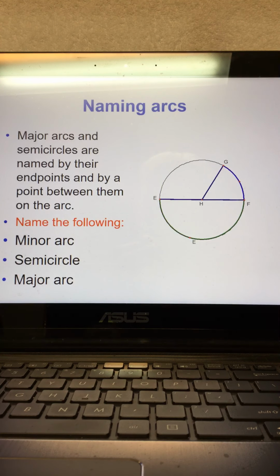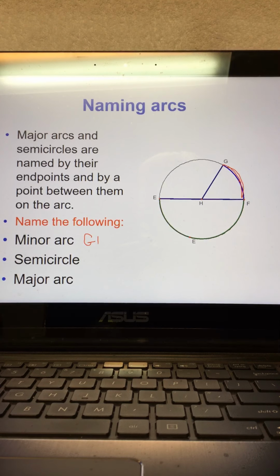Let's talk about naming some arcs here. It says major arcs and semicircles are named by their endpoints and one point between them on the arc. So if I want to name a minor arc, that would be going from G to F. So my minor arc there would be G to F. I'm going to put that symbol over there.